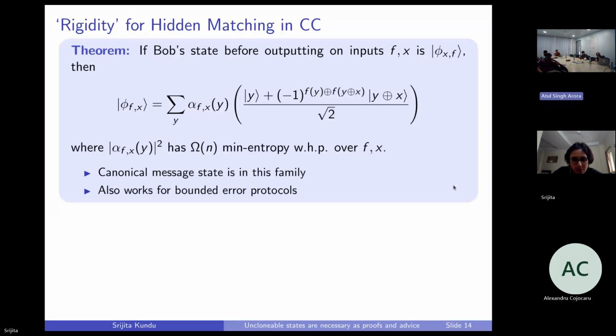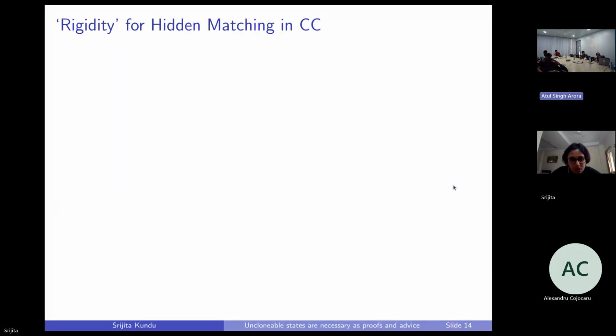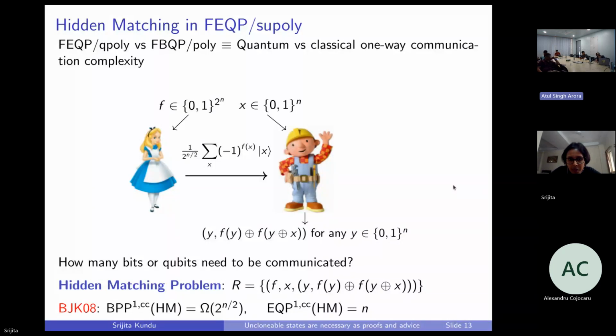Srijita, sorry, I have a dumb question. So the function f, how is it given? Is it an oracle that's given to Alice? No, Alice is just given the entire truth table of the function. But so we're not worried about efficiency things here? No, because in communication complexity, the computation is unbounded. Okay. Thank you.